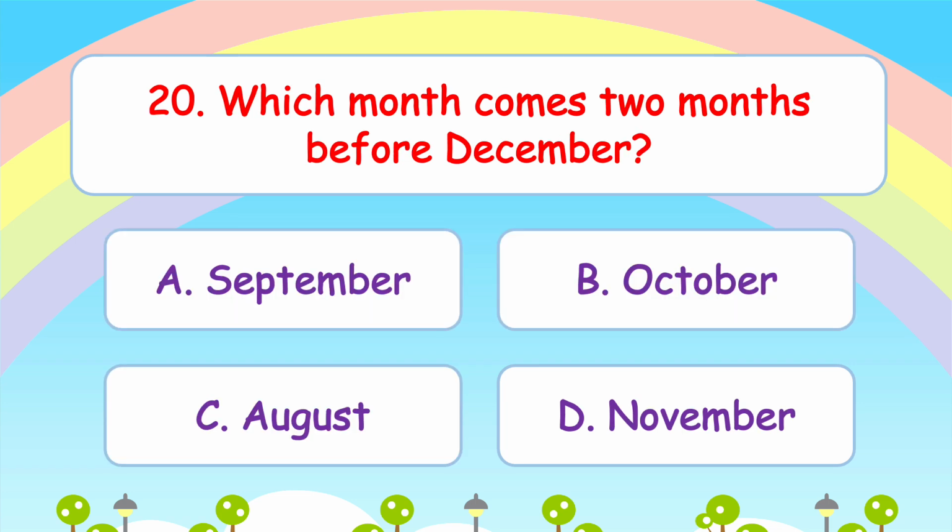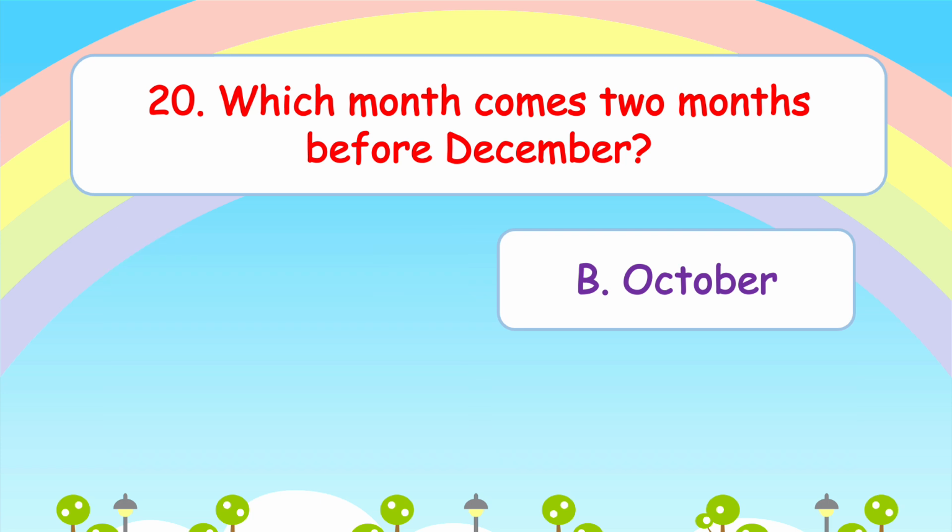Which month comes 2 months before December? And your options are September, October, August, or November. And it's October. October comes 2 months before December.